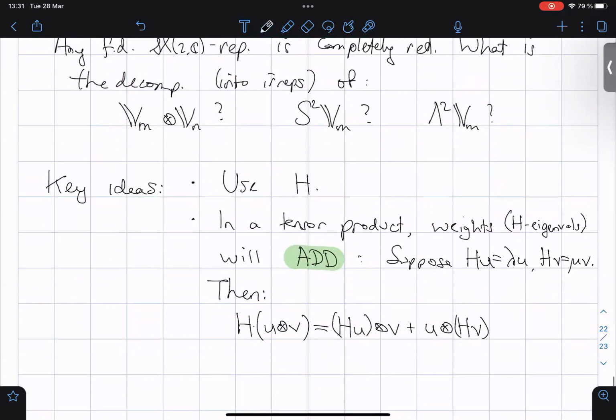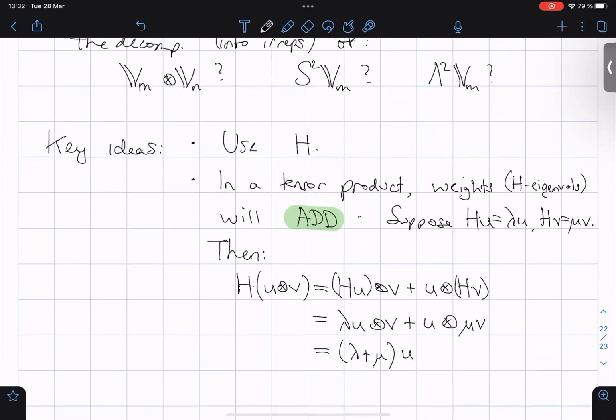Well, this first guy is lambda u, and the second guy is mu v. So I collect terms together. I have lambda plus mu, all times u tensor v. As in, the action on the tensor product is, well, this guy is an eigenvector for H. And the eigenvalue is going to be lambda plus mu, as in the eigenvalues, the weights will add.